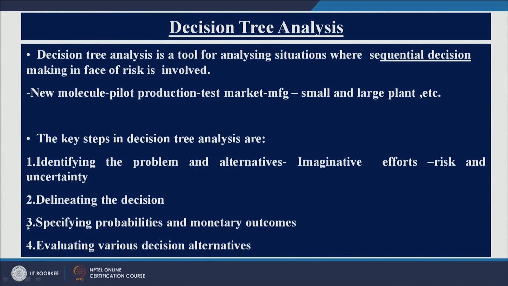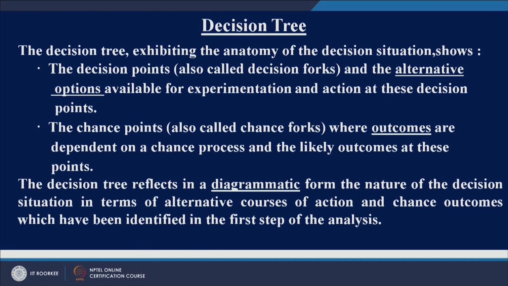The second step is delineating the decision. The third one is specifying probabilities and monetary outcomes, and then evaluating various decision alternatives. Now, we will see in detail the second, third and fourth steps. In a decision tree, you have got different branches and different nodes.